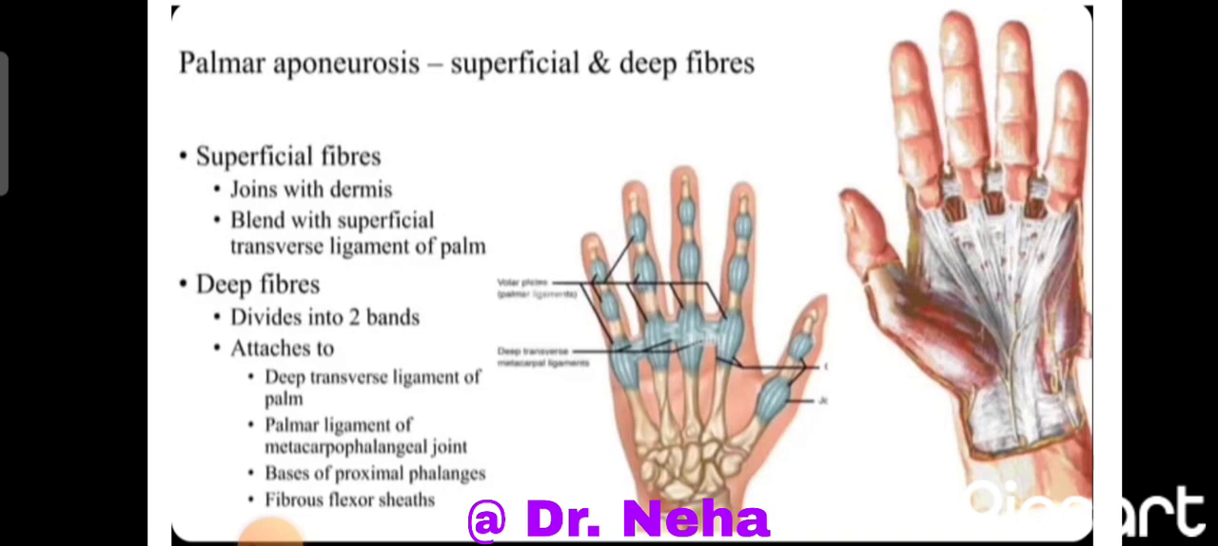Superficial fibers join with the dermis and blend with the superficial transverse ligament of the palm, while the deep fibers divide into 2 bands and attach to the deep transverse ligament of the palm, palmar ligament of metacarpophalangeal joint, bases of proximal phalanges and fibrous flexor sheaths.